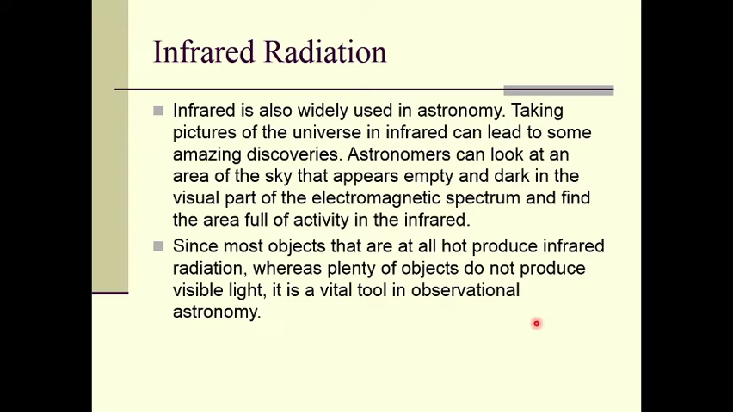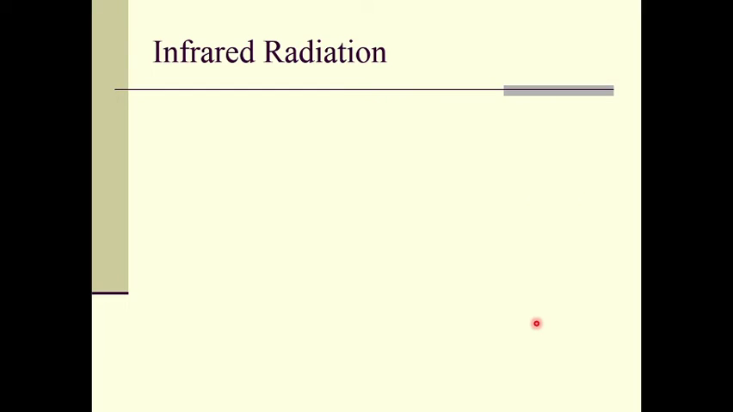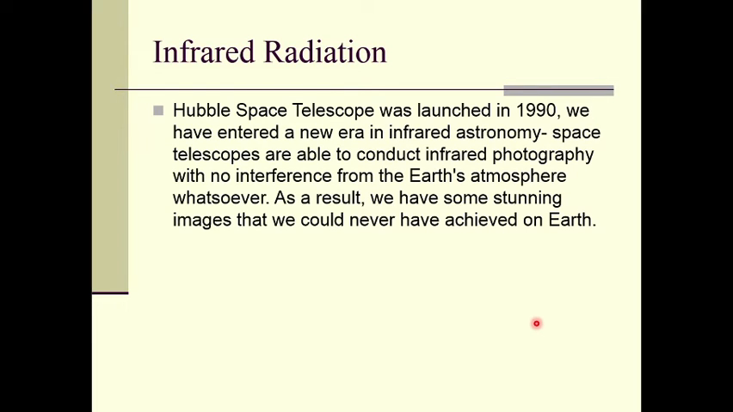Since most objects that are at all hot produce infrared radiation, whereas plenty of objects do not produce visible light, it is a vital tool in observational astronomy, right. So, many of the objects may not produce visible light, but they produce infrared radiation, and from that we can easily detect such objects by using infrared astronomy, right.